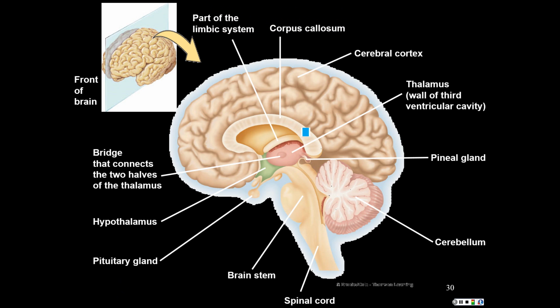If we look at this image, the area that we're talking about includes the epithalamus, thalamus, and hypothalamus. So in other words, we're in this core area of the brain making up the diencephalon.